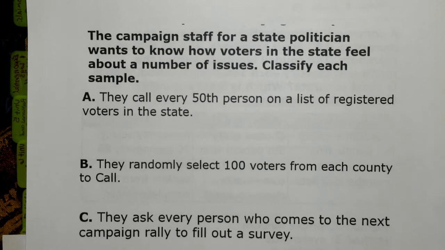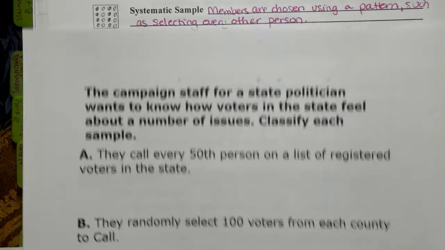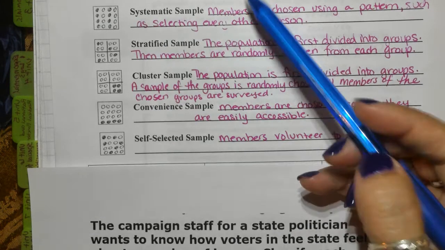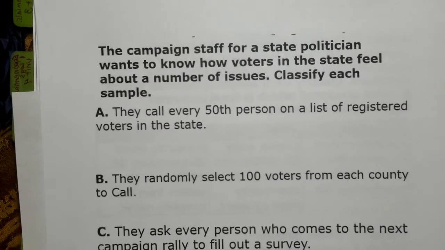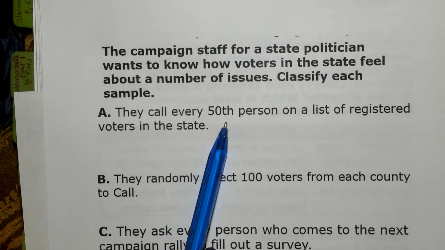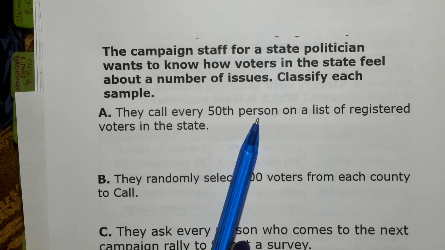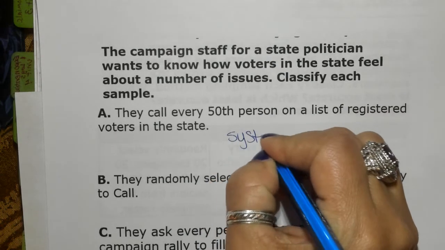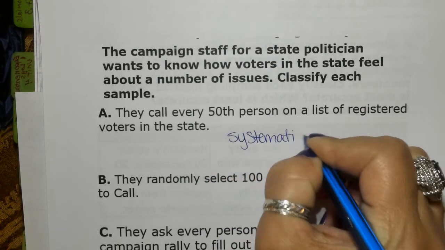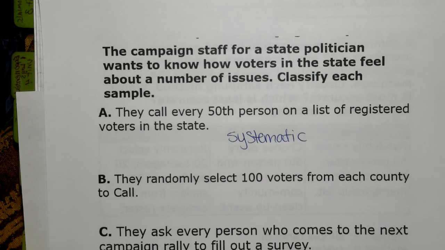Okay, the campaign staff for a state politician wants to know how voters in the state feel about a number of issues. Classify each. So, I want you guys to be looking at your notes while you answer these. They call every 50th person on a list of registered voters in the state. As soon as I see this, I know that this is systematic. Okay, every 50th person, there's a pattern.